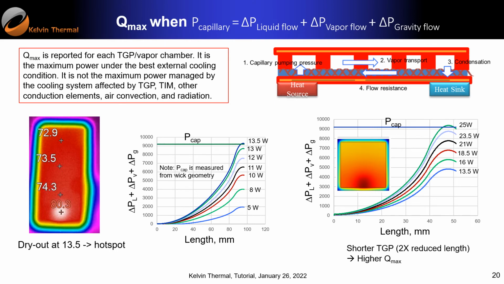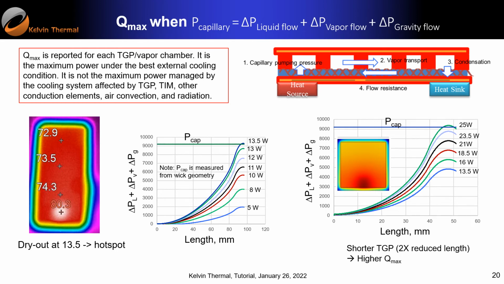Qmax. Then I ask you a question. The smaller the TGP, is the Qmax higher, or lower? In fact, from here, you can see I reduced the size by half. My Qmax increased by 2 times. So 25 watt rather than 13.5. All right, so with a smaller TGP, Qmax is higher.